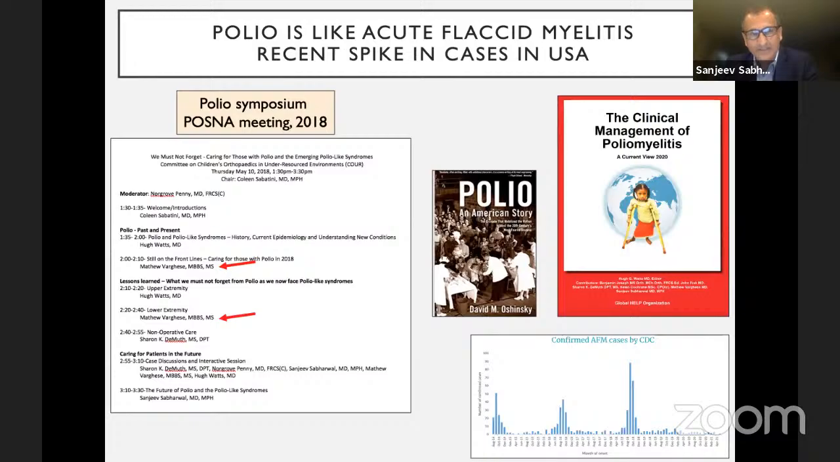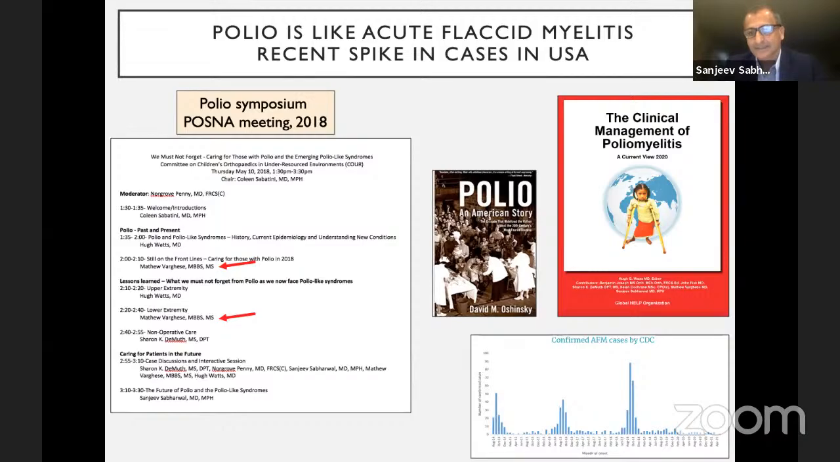Fast forward two more years, we did a course in the US at the POSNA meeting, and this is where Hugh and Matthew and others talked about polio and polio-like conditions. The reason it was relevant is that while it wasn't polio, the same kind of enteroviruses are coming back in the US and even in Europe, where it's a similar condition that people call acute flaccid paralysis or acute flaccid myelitis. The MRI findings and the clinical findings are very similar to polio. So I think this is where, again, the bidirectional learning from polio helped all parties.